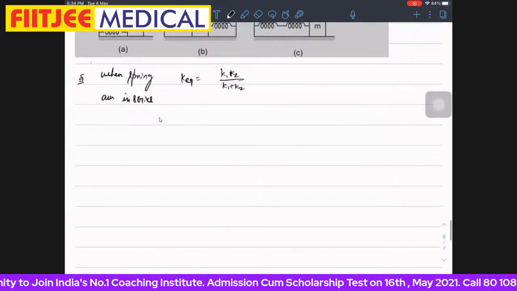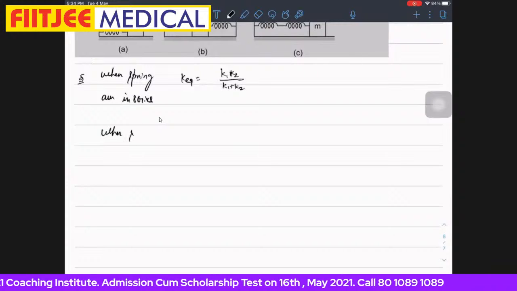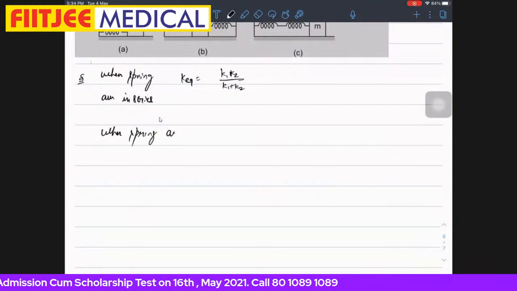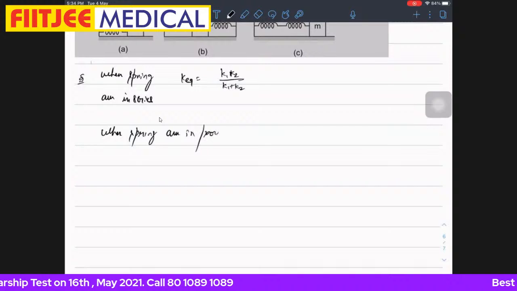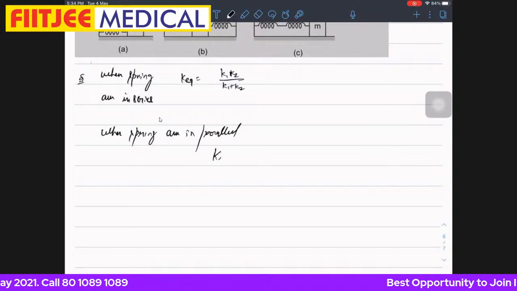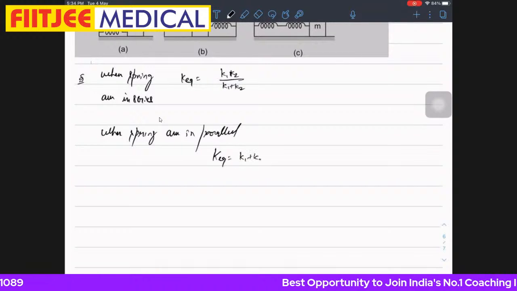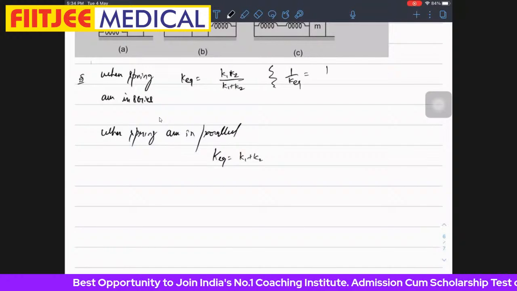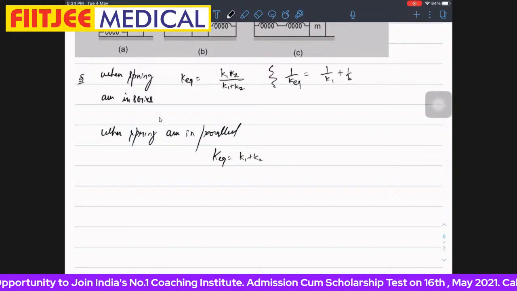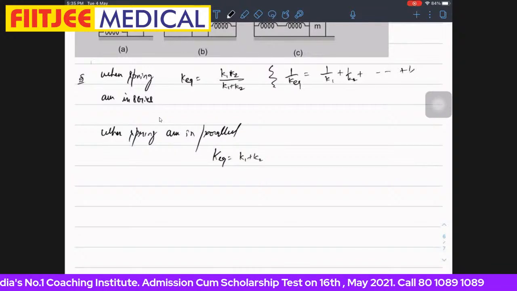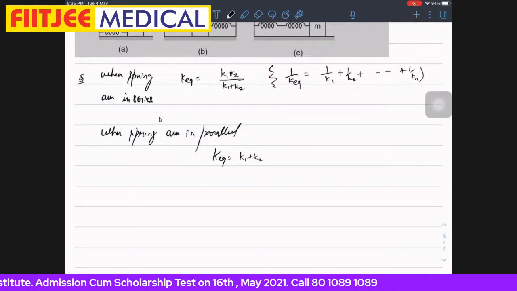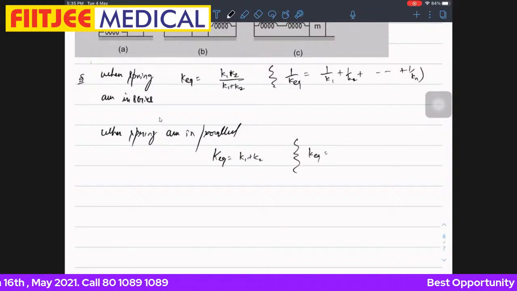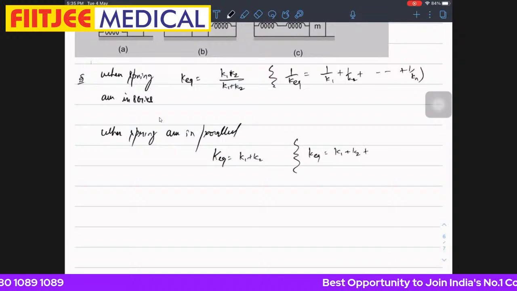When springs are in parallel, what is it? I have written for 2 springs: when springs are in parallel, K equivalent I can write as K1 plus K2. Basically this relation comes from, for series, 1 by K equivalent is 1 by K1 plus 1 by K2 up to plus 1 by Kn. For parallel, K equivalent you can write as K1 plus K2 up to Kn.